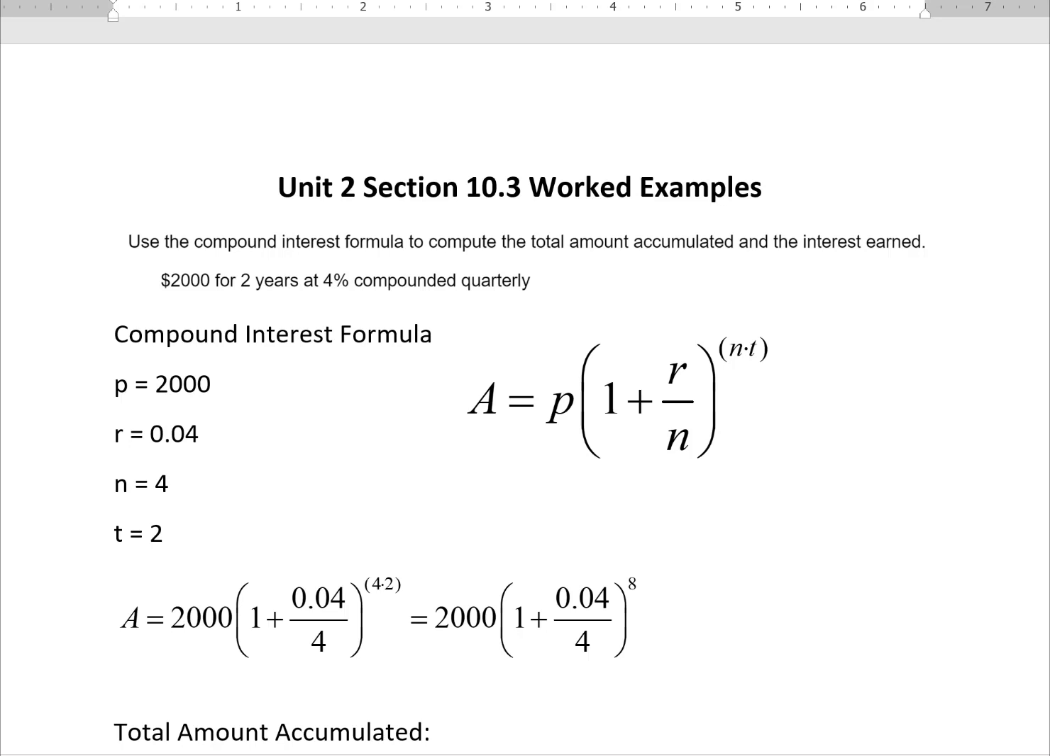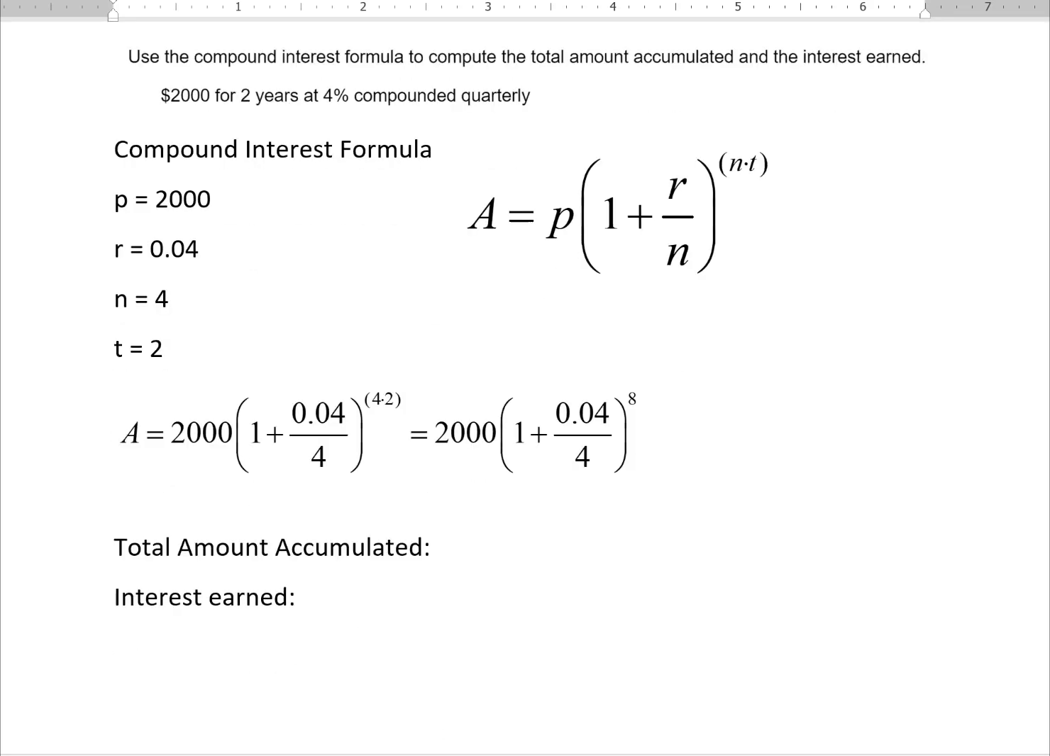Compound interest formula is shown here. The principal is $2,000. The interest rate as a decimal is 0.04. Number of compounding periods per year is 4, compounded quarterly, and invested for 2 years. So I've taken those amounts and put them into the formula, and I went ahead and simplified the exponent. 4 times 2 is 8, and I'm going to show you how to work this problem in the calculator.